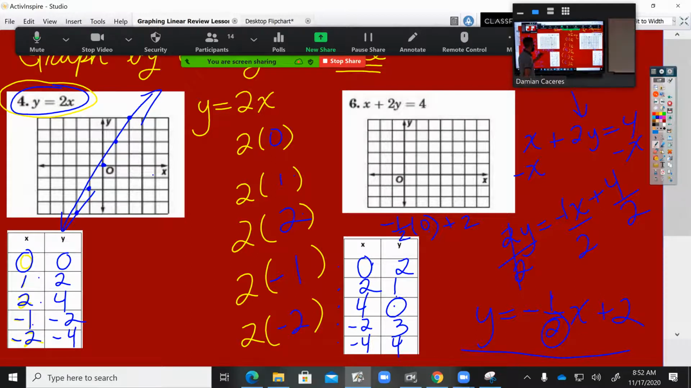But who can tell me from the class, what is the y-intercept? Just looking at the table. What is the y-intercept?